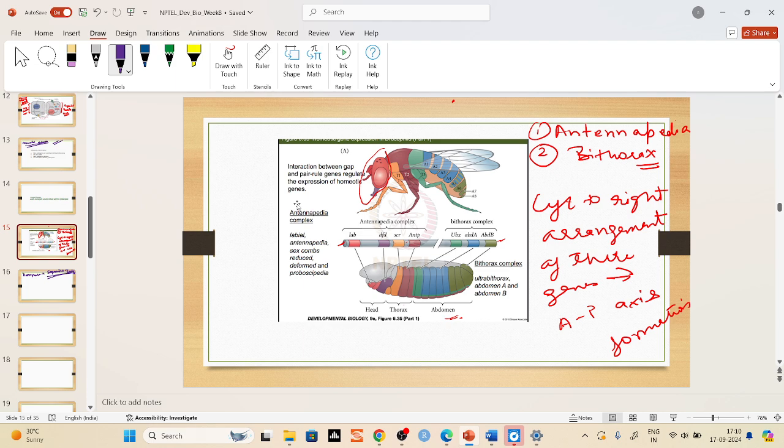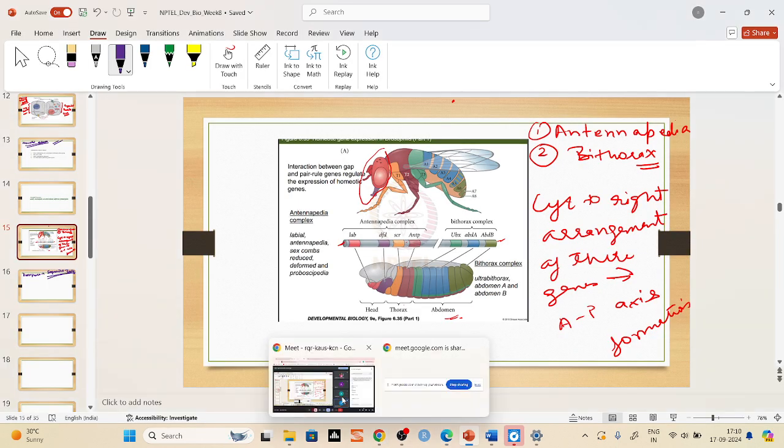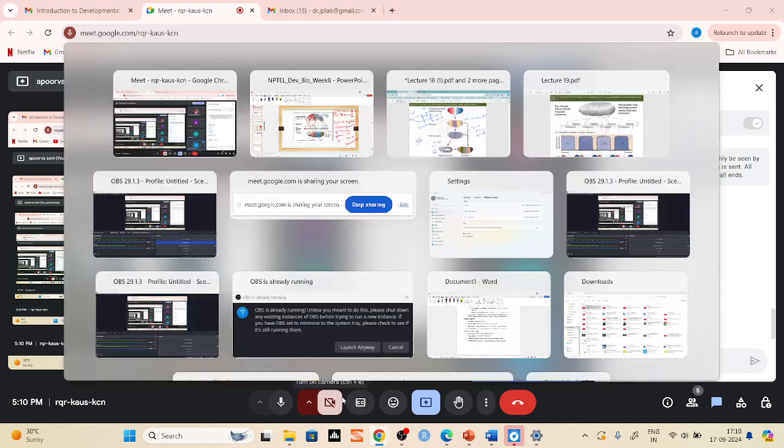So overall, if we want to study, we can say that gap genes give us a broad regional definition. Pair rule genes divide the embryo into alternating segments. Segment polarity genes define segment boundaries and polarity within the segments. And homeotic genes give identity to each segment, whether that segment signifies your head or thorax or the abdomen. So I think I tried to explain all the different kinds of polarity genes. Again, now we'll go to the next question.